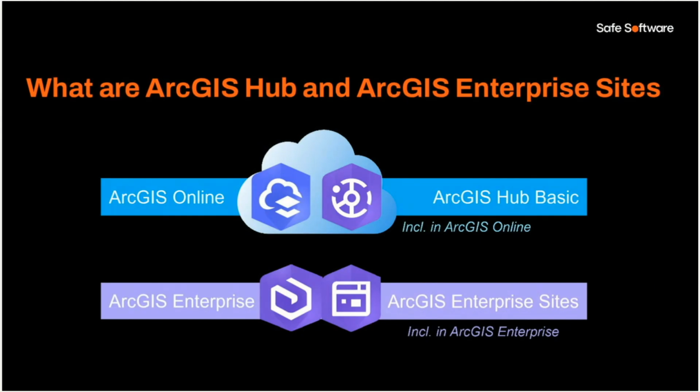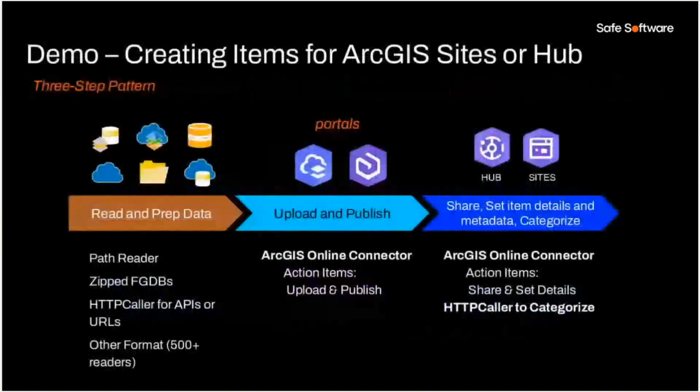To automate hub item creation, we follow a 3-step pattern. Read and prepare the data, create the portal item with upload or publish actions, update the portal item to create the hub item using share, set, and categorize actions. We do not have the categorize actions yet, but we can use the HTTP caller for that.